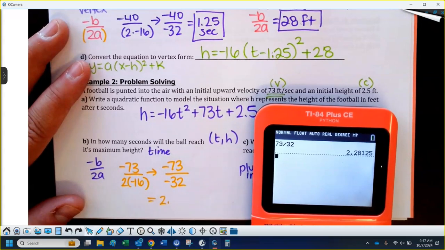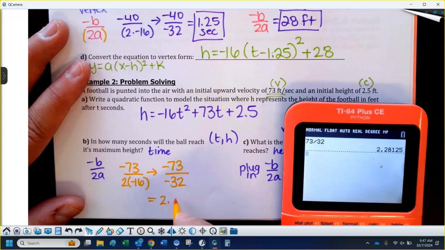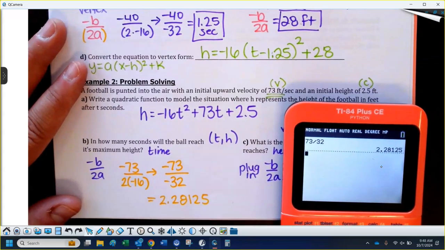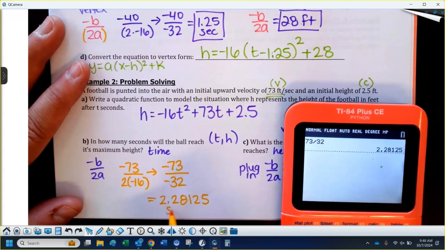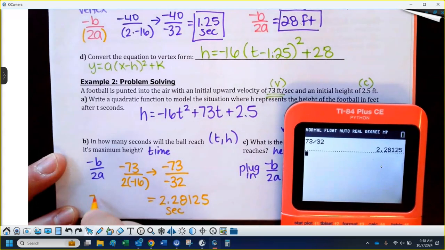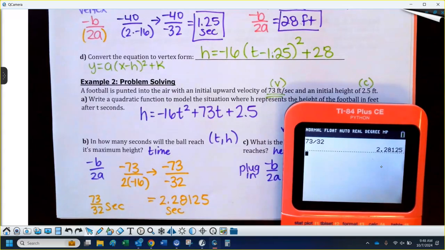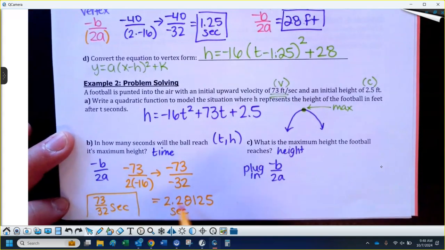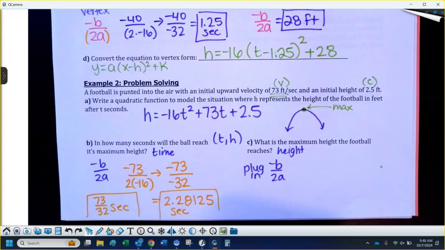And actually, if you want to leave it as a decimal, or as a fraction, you totally could do that. But I don't want to round multiple times as I'm doing the problem. So I'm going to write that out. If you want to, you could just write 73 over 32 seconds. That's an exact value. That's what I want to use to plug in to get the actual height of the object, which I'm going to do in the second part of the question. So either one of these, if you get a nasty decimal like that, if you want to use the fraction or if you want to write out the decimal, it's totally up to you.